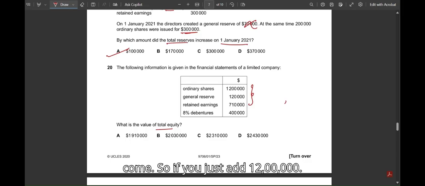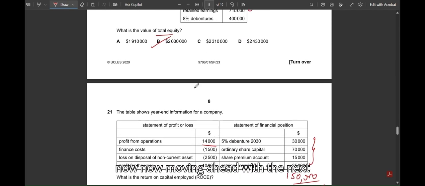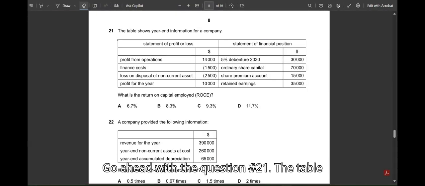So if you just add 12 lakhs plus 1 lakh 20,000 plus 7 lakh 10,000, your right answer would be 20 lakh 30,000. Hence, B is the right answer. Very easy question, direct question, I would say. Okay, now moving ahead with the next question, question number 21.